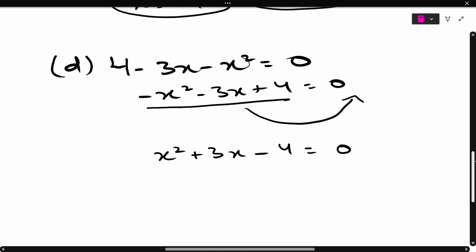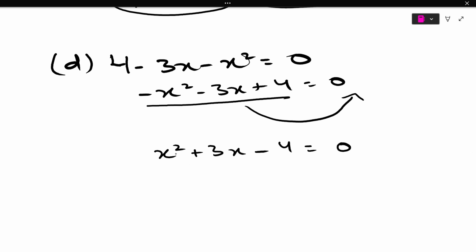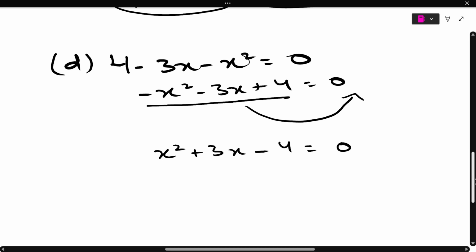Memorize this. So after I have sent this to the other side, now my equation becomes x squared plus 3x minus 4. My x squared has become positive. This is good. Now I'm going to start with my question. So now my value which is without any variable is 4, and the value behind x squared is 1, right? So I'm going to do 4 times 1, that's going to be equal to 4.